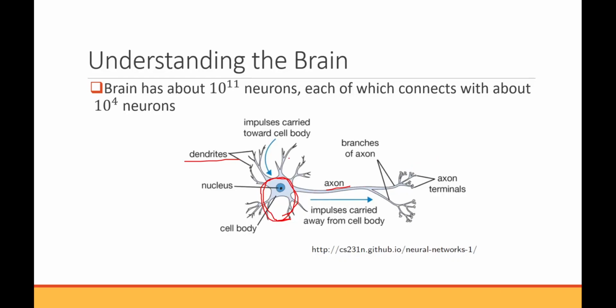So you have dendrite, which receives impulse information from its neighboring neurons. You have axon, which enables you to communicate the processed information to the other neighboring neurons, right?